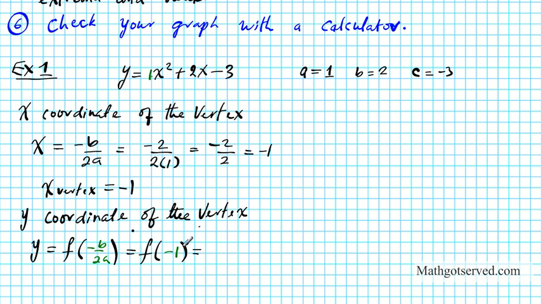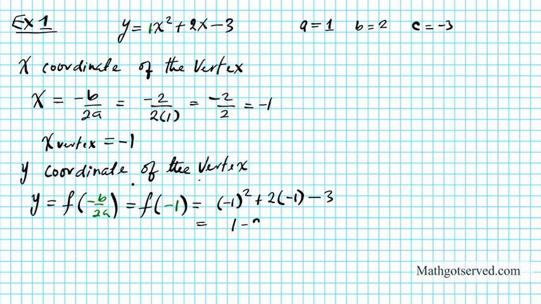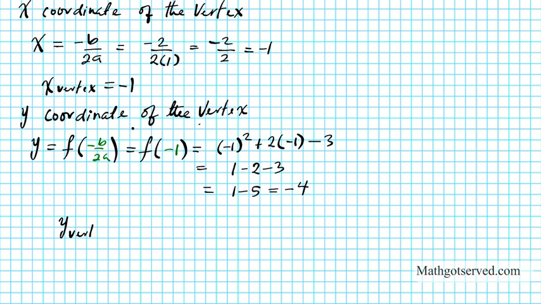We're going to have negative 1 squared plus 2 times negative 1 minus 3. All right? We're going to use the order of operations to simplify this. Negative 1 squared is 1 minus 2 minus 3, which equals 1 minus 5. 1 minus 5 is negative 4. So that tells me that the y-coordinate of my vertex is negative 4, okay? So with that information, I know for a certainty, combining my x and my y, that my vertex has coordinates negative 1 and negative 4, all right? So we have one cool piece of information that we're going to be using.